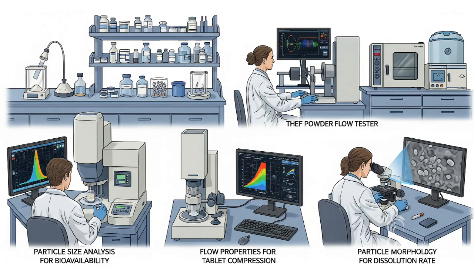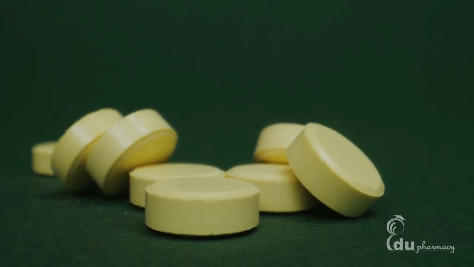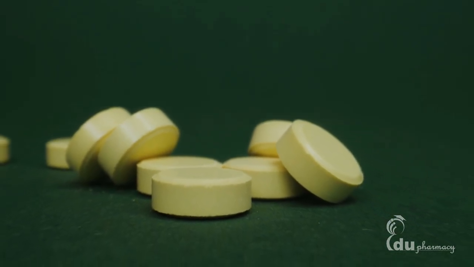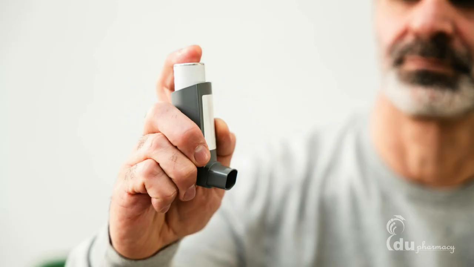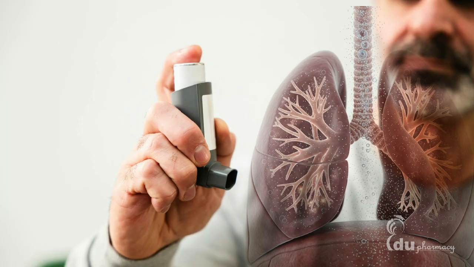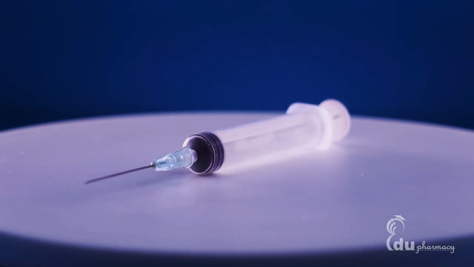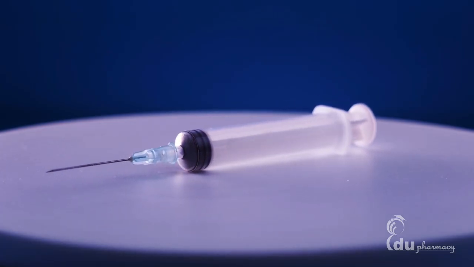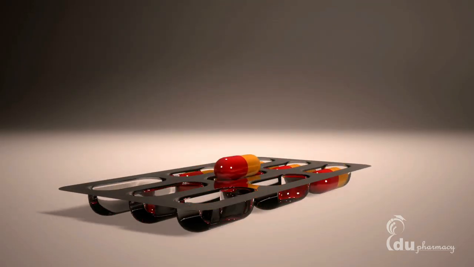In tablet manufacturing, particle size and flow ensure that every tablet has the right dose and dissolves consistently. In inhalers, particles must be between 1 and 5 micrometers to reach the lungs effectively. Larger particles get trapped in the throat and smaller ones may be exhaled. For injectable suspensions, particle size and shape determine whether the drug stays stable or settles out. And when it comes to packaging and storage, powders that absorb moisture need protective containers to maintain stability.